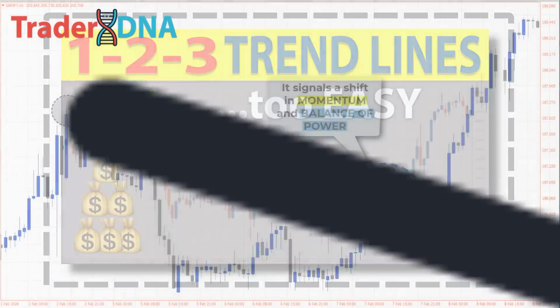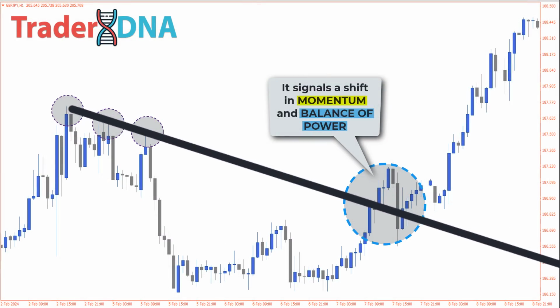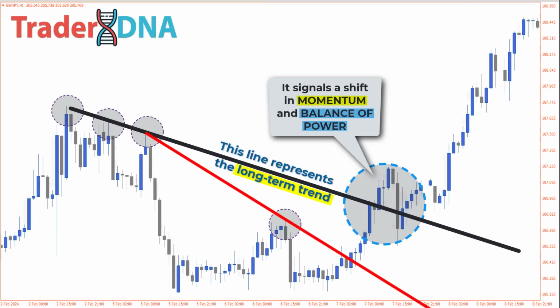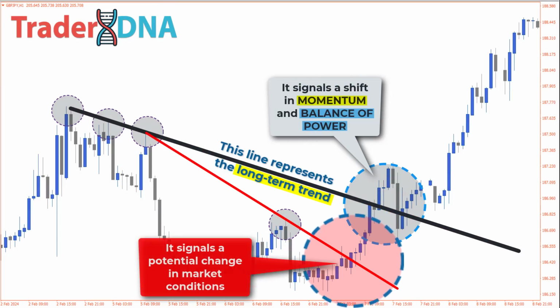On this chart, you'll notice a downtrend line connecting the peaks on the left. This line represents the long-term trend. The red line connects the recent swing low. According to my rules, I use the swing lows or highs to draw this line. A break of this line signals a potential change in market conditions, offering a level of insight that other indicators may not provide. So, what should you do when you encounter a signal like this?